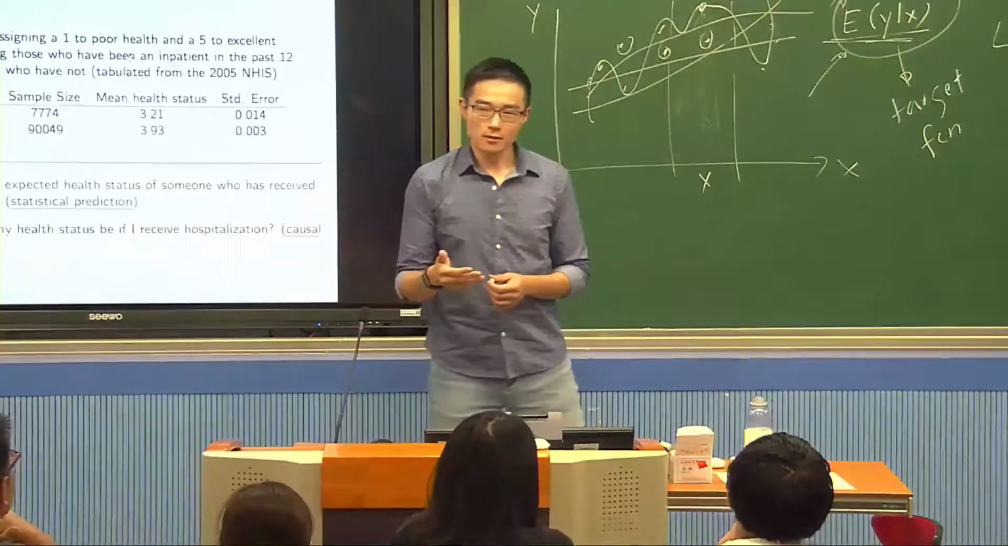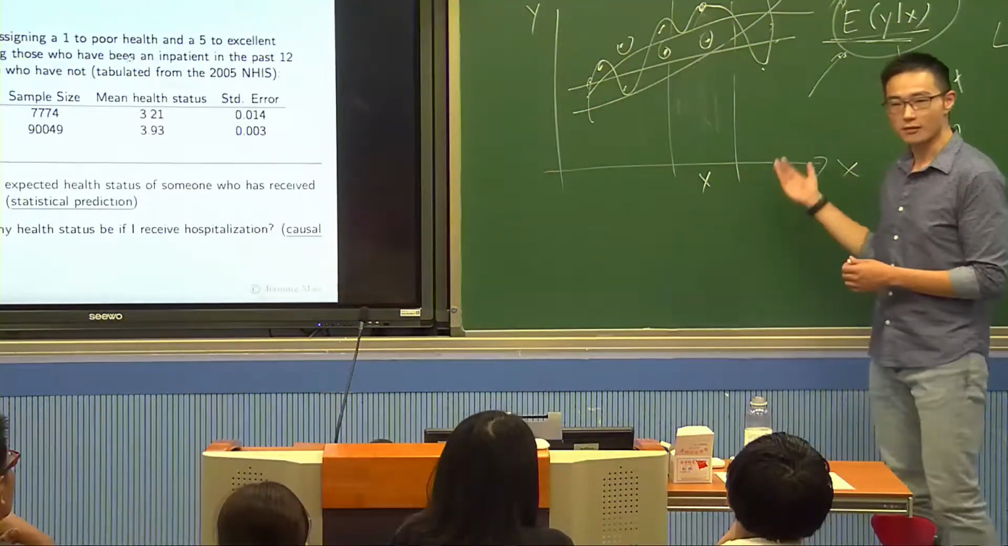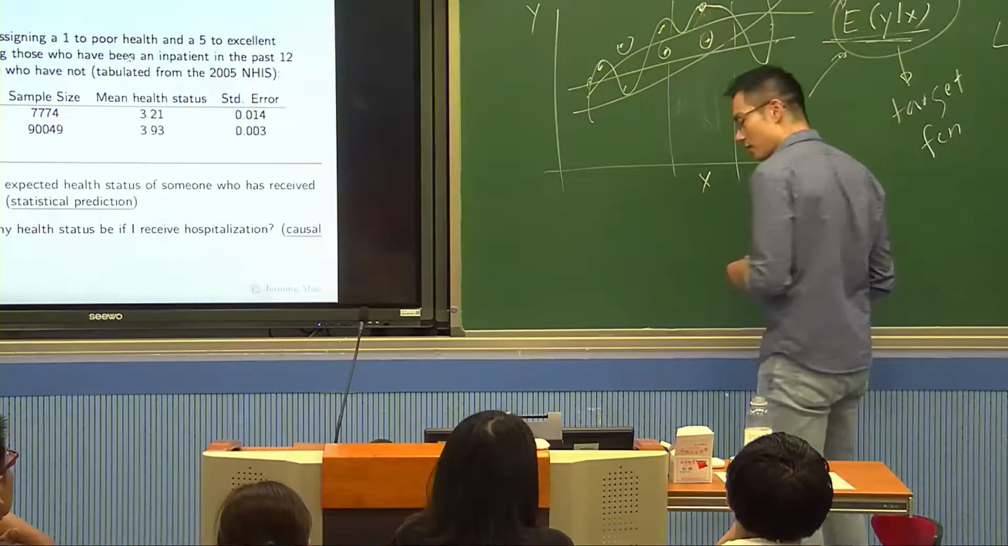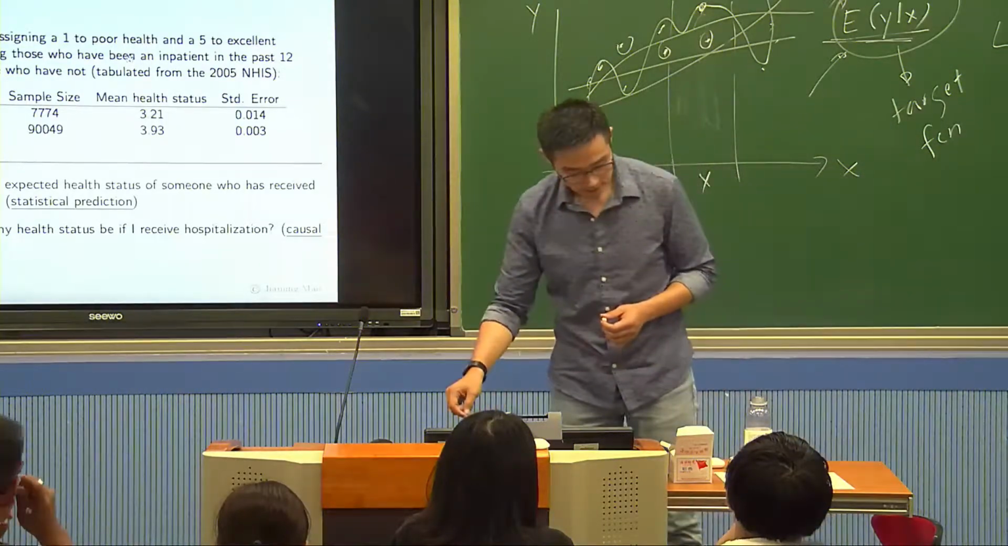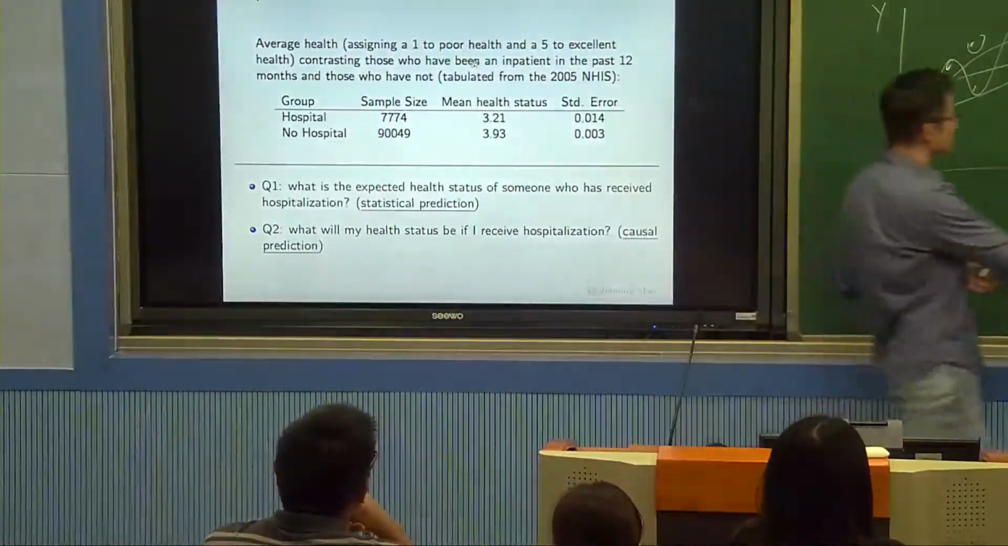After talking about that, we started to talk about causal inference, because causal inference is kind of a different beast. For causal inference, our target function is no longer this one.